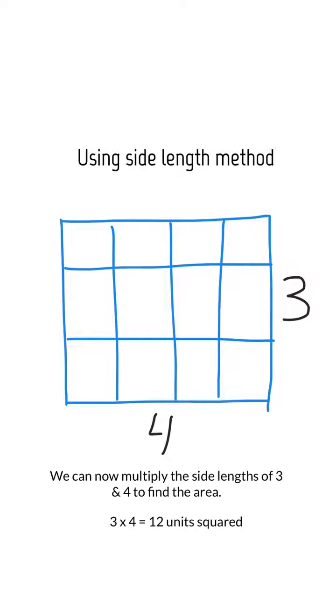We can use the side length method to find the area of this shape. We can see that one side is 3 units and the other side is 4 units. What will we get if we multiply the side lengths of 3 and 4? 3 times 4 equals 12. So that means the area of this rectangle is 12 units squared.